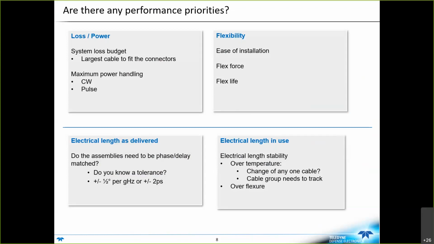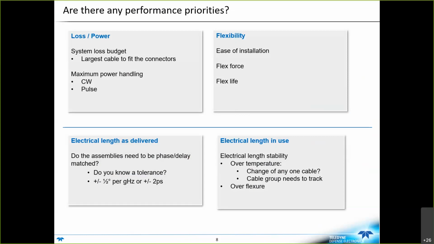We're going to be moving up and down several times. I'm concerned about the electrical length change. And the two very distinct differences when we're in this category of concern over temperature is your concern about the electrical length change of any one cable in your group of cables? I can't have it change more than X number of degrees or X number of picoseconds or nanoseconds.